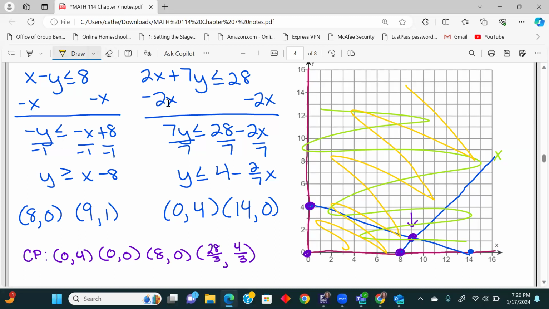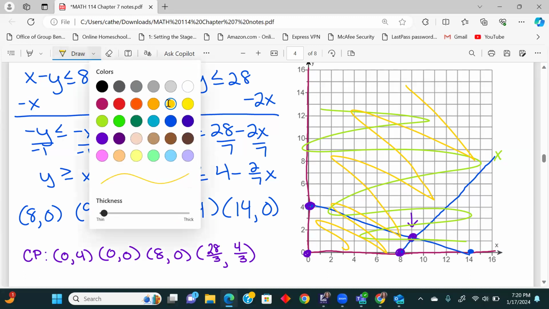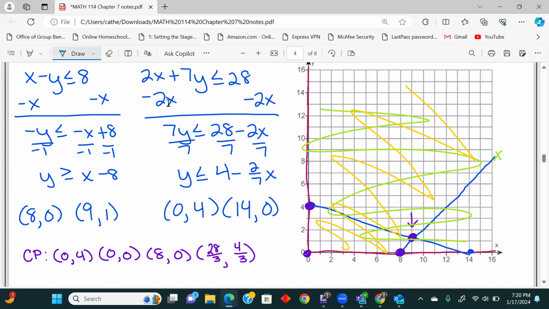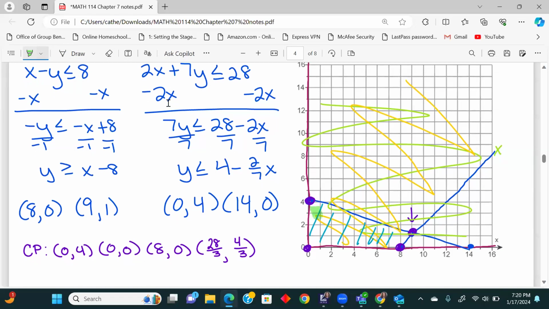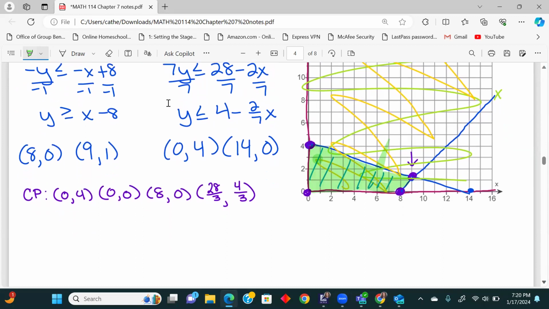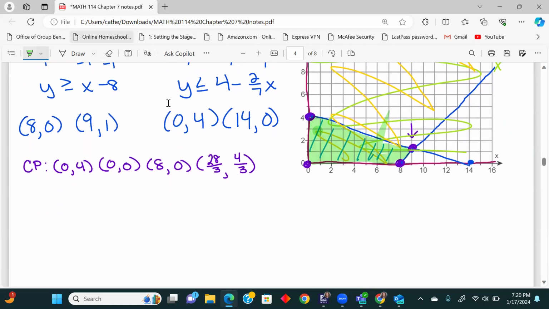All right, and then the last one, y is less than. So this last line we drew, it's going to be less than, which is going to be below it. Let me get a different color so it's a little more distinct. So the area where all of them overlap is right in here. So this is where the shading is. So that is where all four of those inequalities overlap. We have our corner points. Okay. Got a little shading in there. I shouldn't have.